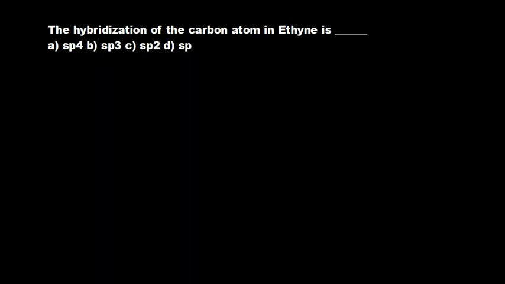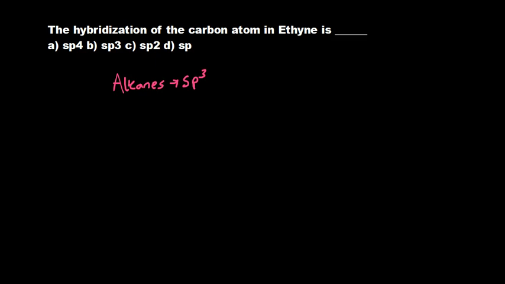Now to the third question, it says the hybridization of the carbon atom in ethane is dash. Now you see, there are some questions that we don't need to waste our time on. Now take note of this. For alkanes, the hybridization of the carbon atom is what?